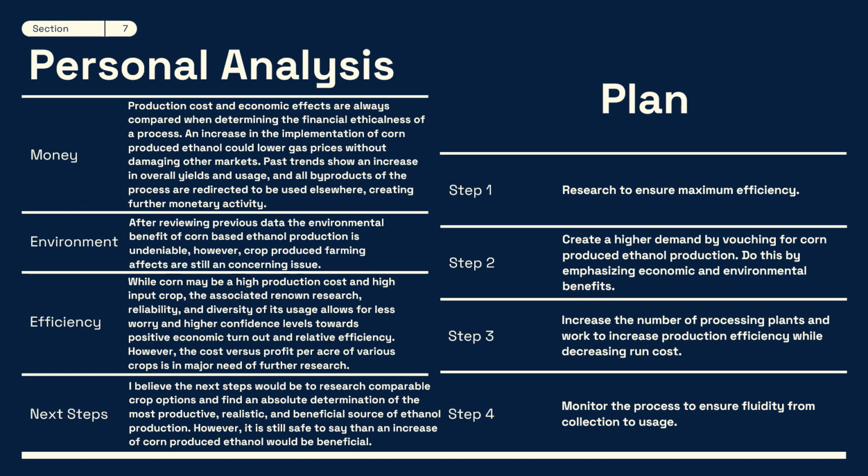Now, what is the plan to increase this production? Well, first we have to research how we're going to do that. And then we have to create a higher demand by vouching for corn-produced ethanol production. We're going to do this by emphasizing economic and environmental impacts.